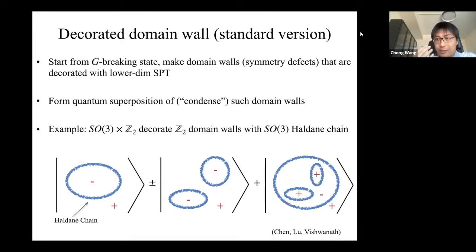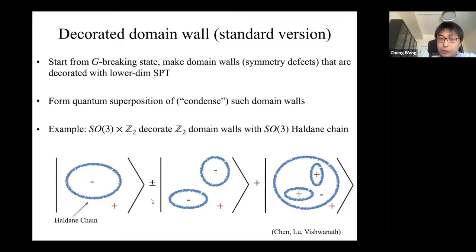But what I want to do is, on this Z2 domain wall, I put an SO3 Haldane chain, and I proliferate the domain wall to form this gigantic quantum superposition, right? Just like what this picture is showing. Each of these blue loops is a domain wall. This plus minus sign is the pattern of the Z2 symmetry breaking. So once they form a coherent superposition, I restore my Z2 symmetry. In this massive superposition, my Z2 symmetry is no longer broken. This is a state that's symmetric under both SO3 and Z2.